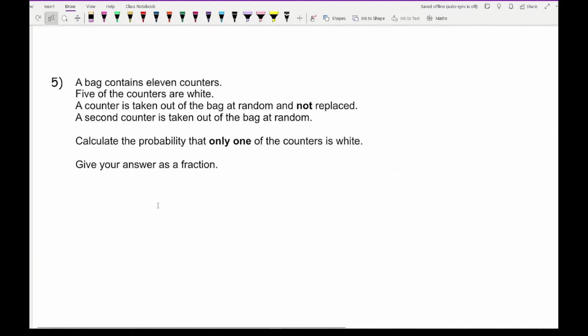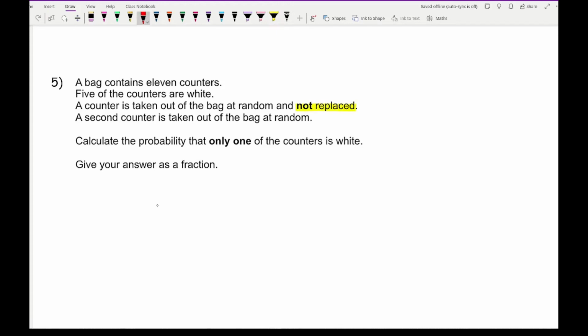Then moving on to question 5, it says the bag contains 11 counters. 5 of the counters are white. A counter is taken out the bag at random and not replaced. The second counter is taken out the bag at random. Calculate the probability that only one of the counters is white. So now the key word in this is that it is not replaced.